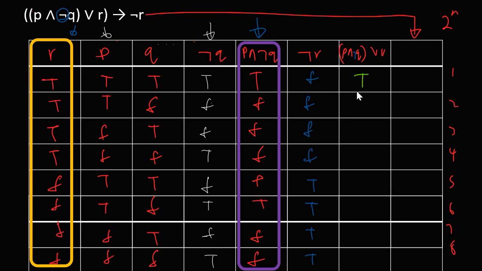Yes, there is something true. Here, one of these, there is something true. There is something true. There is something true. Okay? And here, there is nothing true on this row. And here, there is something true. Here, there is nothing true. Here, there is nothing true. Okay?